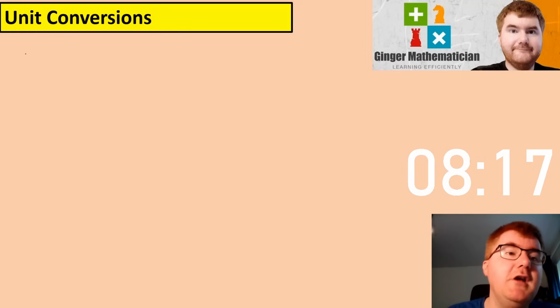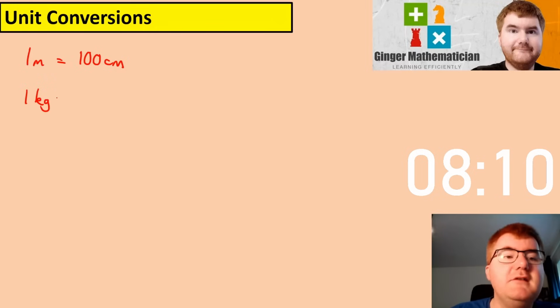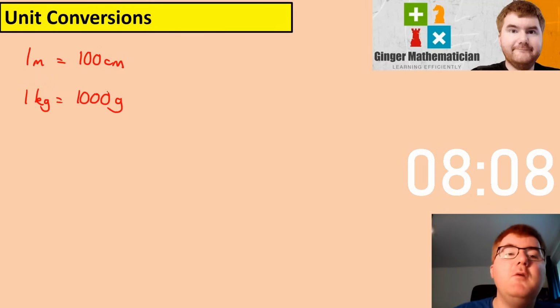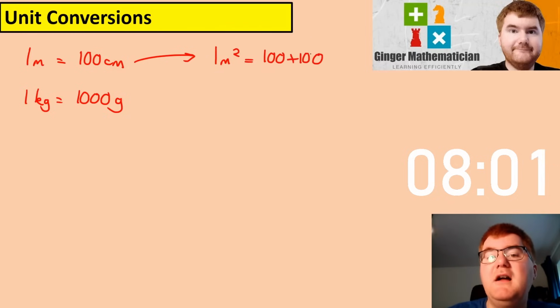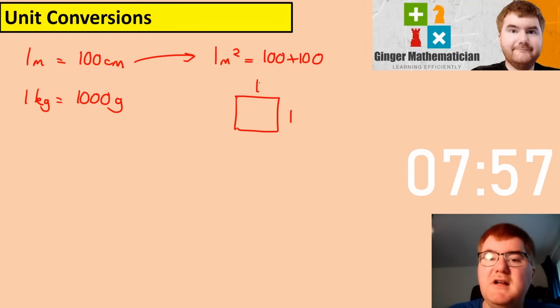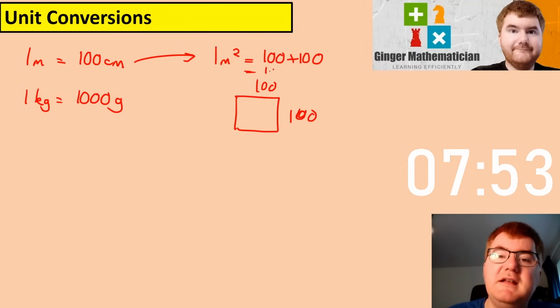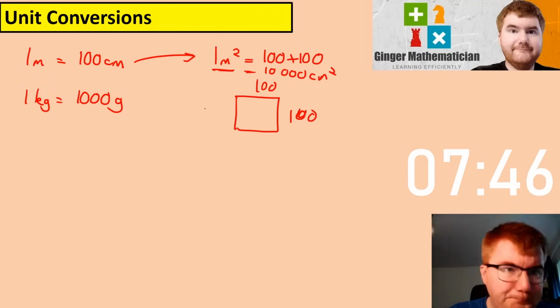Unit conversions, so knowing, for example, that 1 meter is equal to 100 centimeters, knowing 1 kilogram is equal to 1,000 grams. However, we have to be careful with these units, particularly when we have 1 square meter, because that's the same as 100 times 100. Imagine you have a square meter, 1 times 1, well, 1 meter is 100 centimeters, so then 1 square meter is going to be equal to 10,000 square centimeters. So you have to be careful with area units and volume units too.